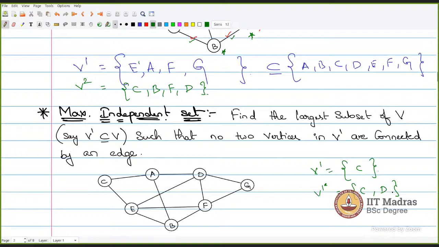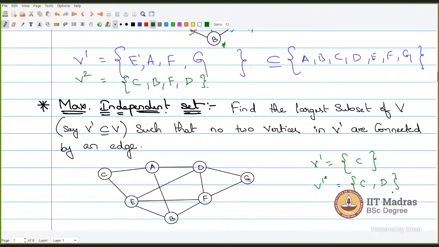So like this, if I try to maximize, that is what we call the optimal case. You try to maximize how many vertices I can bring into this particular set, so that if I choose any two vertices, there will not be a direct edge connecting them. From this graph, now tell me what vertices can I choose so that that particular set will become the maximum independent set.